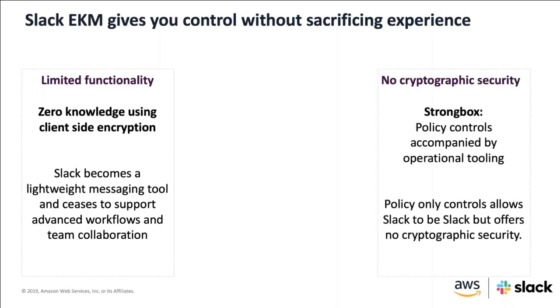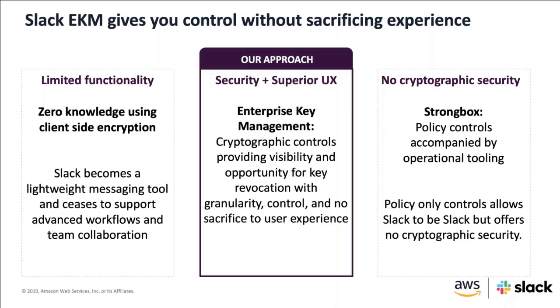On the other end of the spectrum, we evaluated a second option around a strong box approach. This option entails policy controls accompanied by operational tooling. The upside here was that we would reduce operational access to data and we'd be able to preserve all Slack functionality. However, on the downside, Slack would continue to maintain encryption keys and technical access to data for operational use, and there would be no cryptographic separation between customers. So in summary, policy-only controls allow Slack to be Slack, but offer no cryptographic security for our customers, which was a requirement. And that's where we landed on our approach, which balances both security and usability.